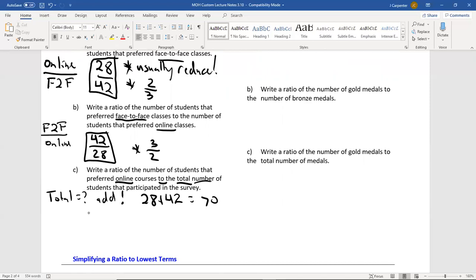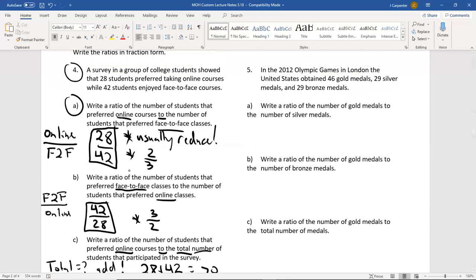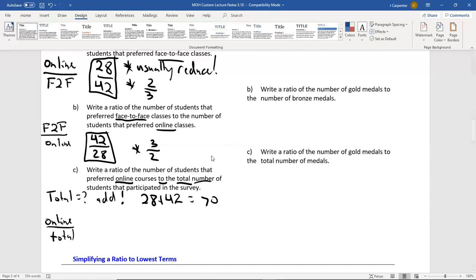So now we're supposed to go online to total. So our ratio is online on top of the total. I don't even care about the face-to-face for this ratio. Okay, so what was the number of online? That was the 28. What was the total? We just found it to be 70. So this would be 28 for the online over 70 for the total.